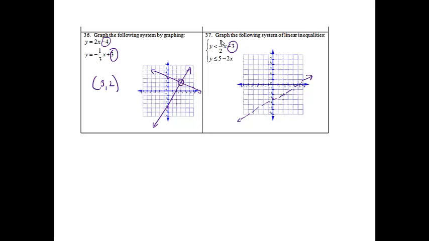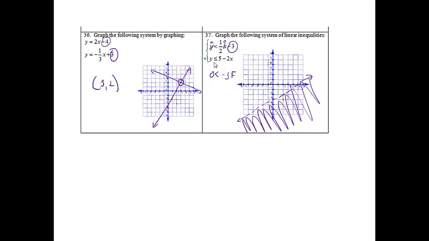Okay, and then let's test 0, 0. So 0 is less than negative 3. Is that a true statement? Is the mouth eating the bigger number? No. So I don't shade the side with 0, 0. I shade the other side. And then I'm going to change colors here.